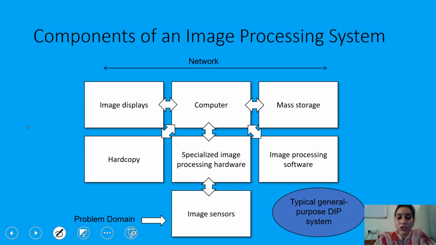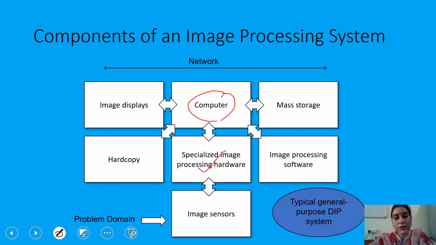The sensed image is a raw image. This image is to be converted into the digital form by some hardware or some software. So the output of the sensor is given to the specialized image processing hardware. This block belongs to the specialized image processing hardware. Here this hardware is the part of the computer.